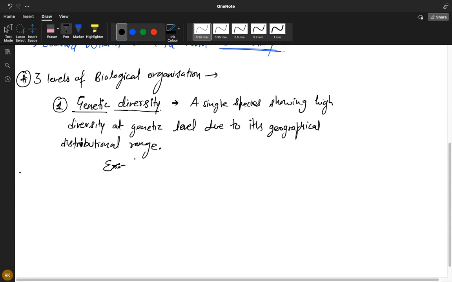There are more than around 1,000 varieties of mangoes alone in India, and more than 50,000 varieties of rice alone in India, and most of them belong to the same species, Oryza sativa. So Oryza sativa has lots of varieties, and Mangifera indica, which is mango, has lots of varieties.